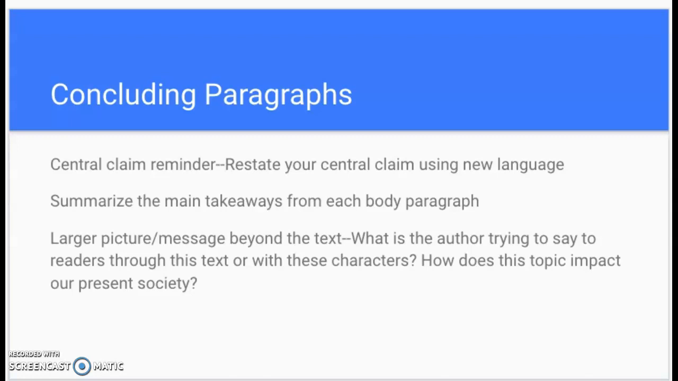Your first sentence will be a central claim reminder. You're going to restate the central claim from the last sentence of your introductory paragraph in new language. Then you're going to summarize the main ideas from each body paragraph. And your final sentence is going to be your larger picture, your big message beyond the text. What is the author saying to the readers through this text or with these characters? How does this topic impact our society? It's basically your societal connection sentence.